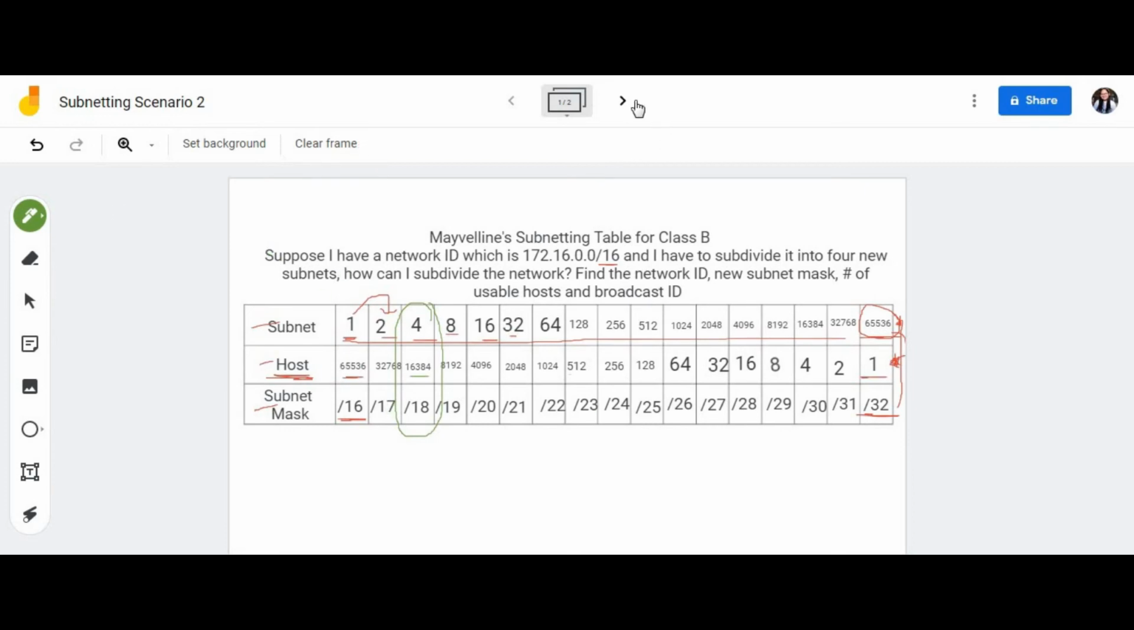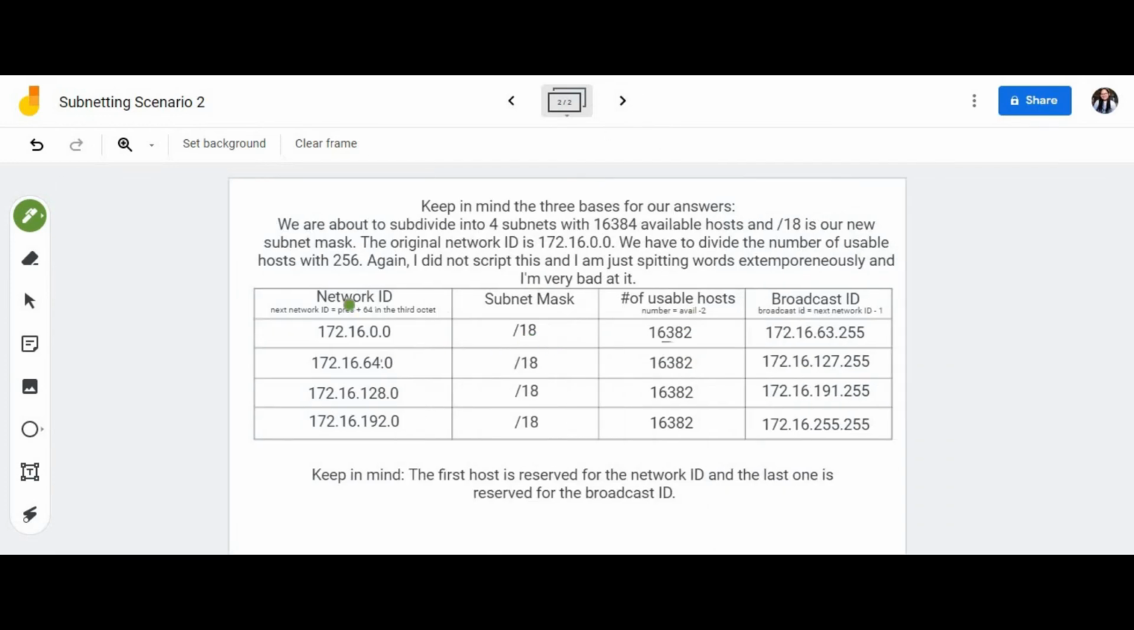If you haven't seen my disclaimer already, yes, I did not script this part because I just wanted to teach you in the most truthful way I can. Now, we are to subdivide again into 4 subnets with 16,384 available hosts, and /18 is our new subnet mask. The regional network ID is 172.16.0.0. We have to divide the number of usable hosts by 256.